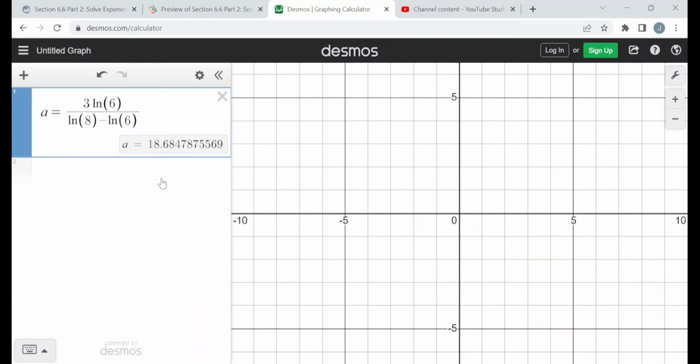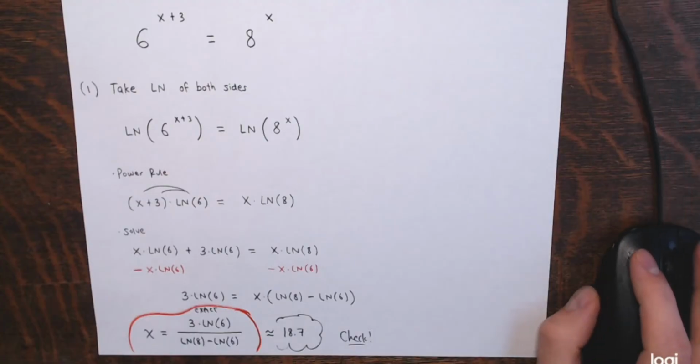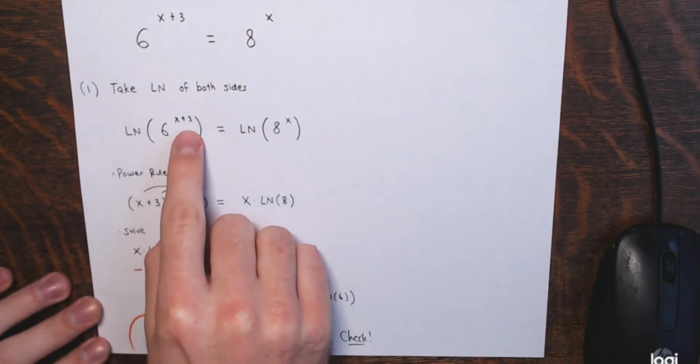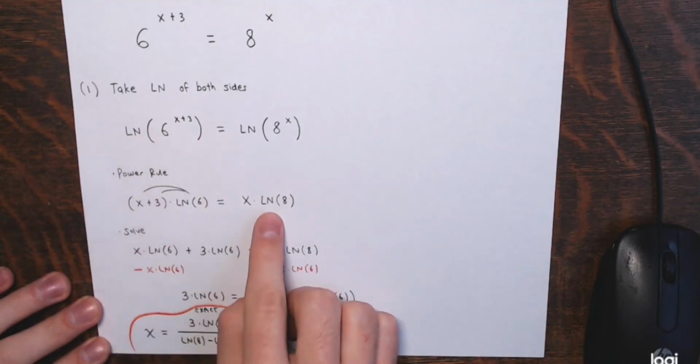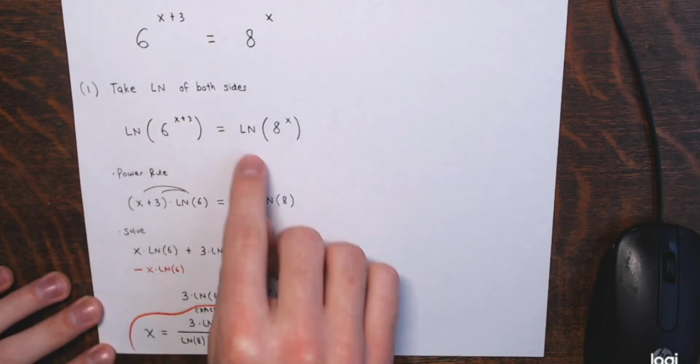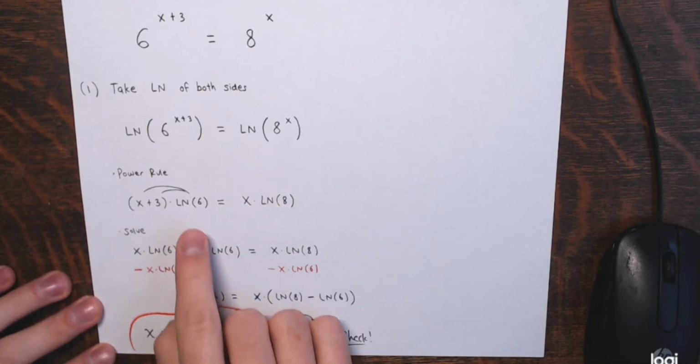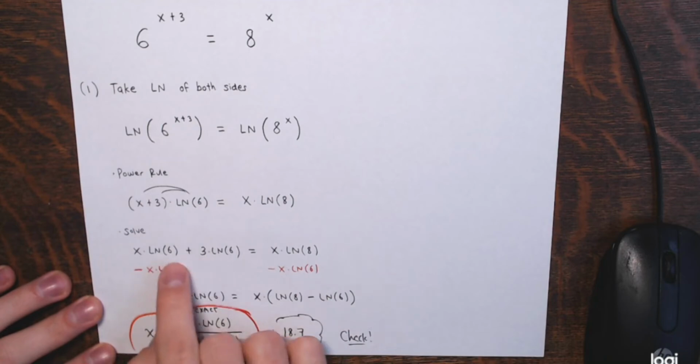Now I'll leave this up because I do want to show you some other ways. Another way that I actually like, this way is fine. I just find that people tend to get confused by all the logs or ln's everywhere. They think they're variables or something, right? But once you've used the power rule like this, then it's just like solving a linear equation. People just tend to mess up because they see all these logs all over the place.